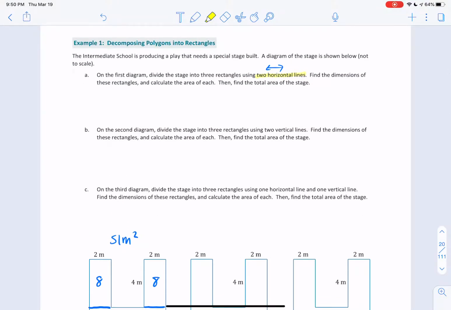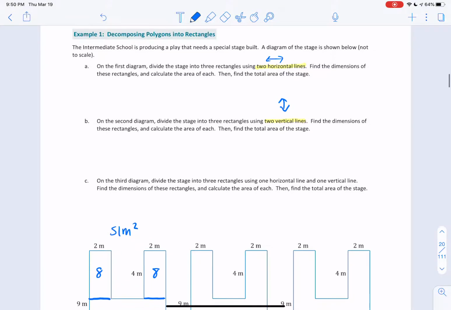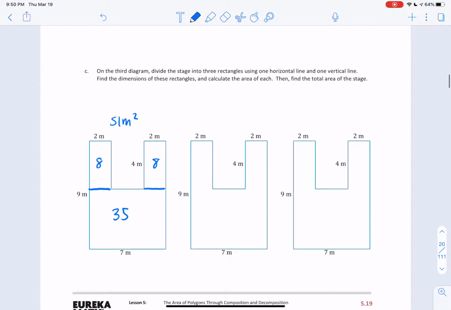Second one, B. On the second diagram, divide the stage into 3 rectangles using 2 vertical lines. Vertical lines. So what I want you to do is go to B, and draw 2 vertical lines that would create 3 rectangles. And then take on the challenge of trying to find the area of each of those rectangles. Go ahead, pause the video now.